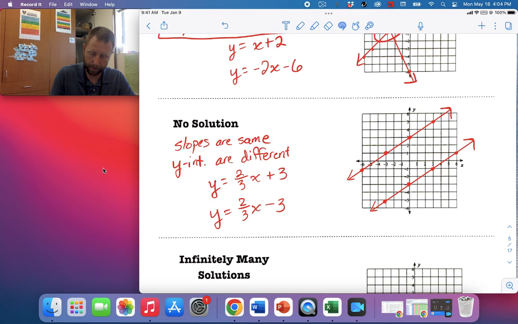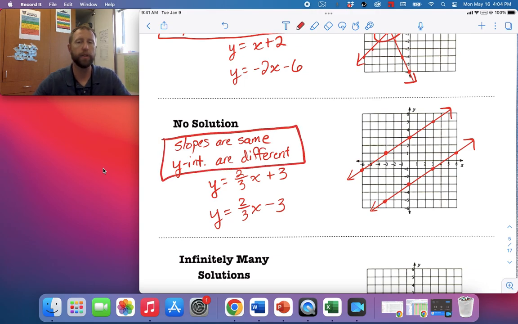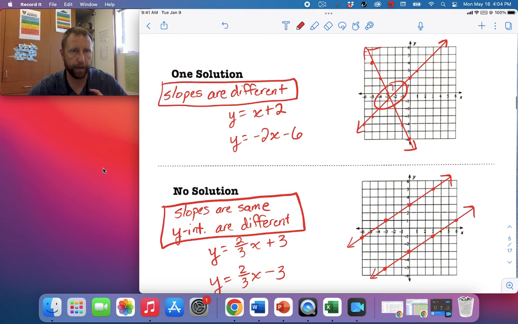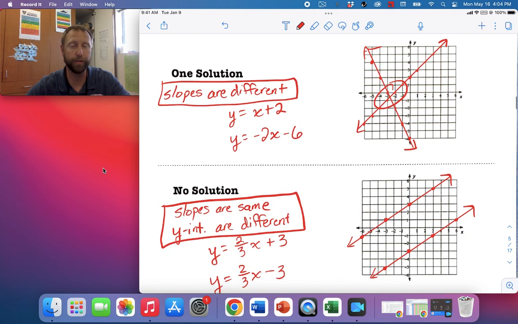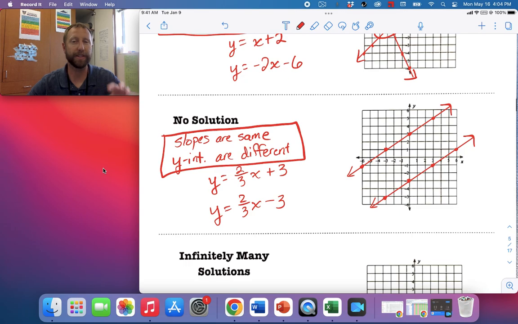Let's get on the marker here. Let's put a little box around that. So one solution: slopes are different. No solution: slopes are the same, but the y-intercepts are different.